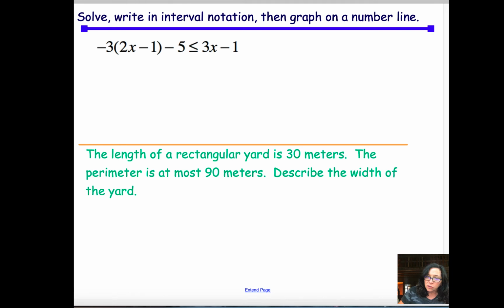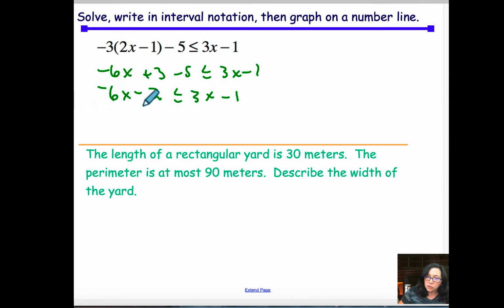Write in interval notation. So this one's a little bit trickier equation. You just have to distribute first. So we have -6x plus 3 minus 5 is less than or equal to 3x minus 1. Let's see here. I'm going to combine some stuff here. -6x minus 2 is less than or equal to 3x minus 1.